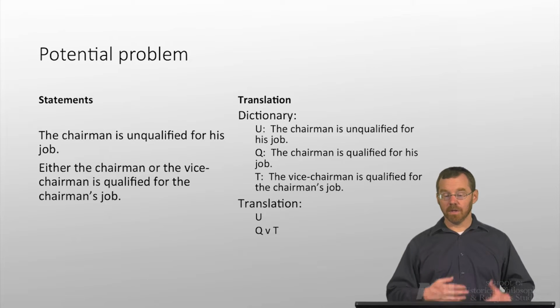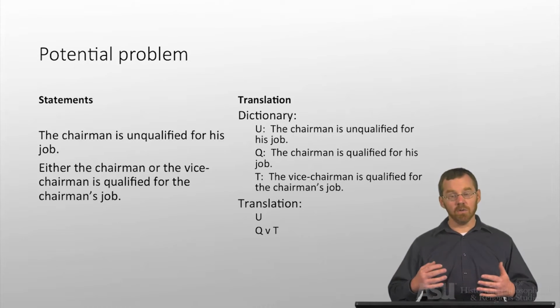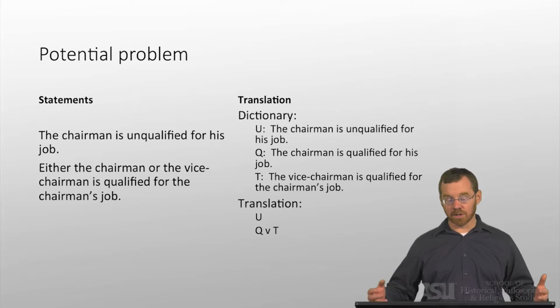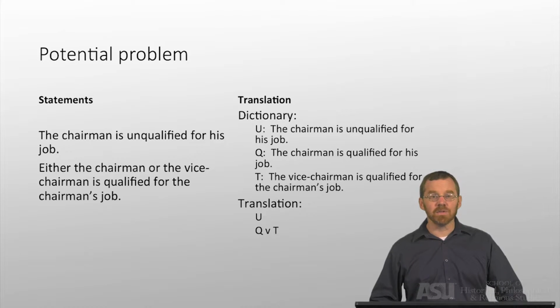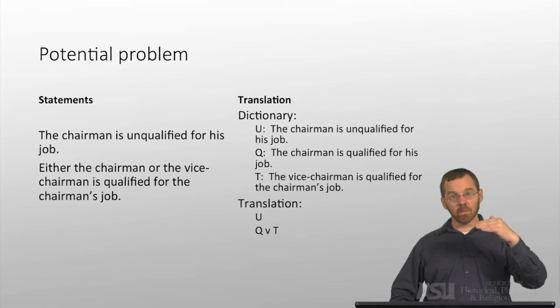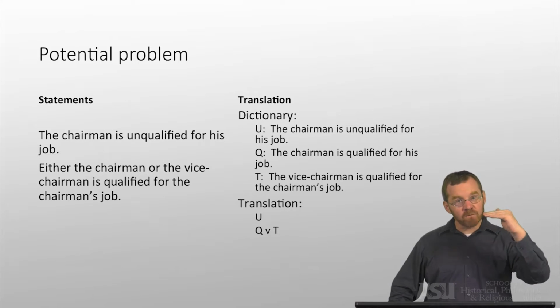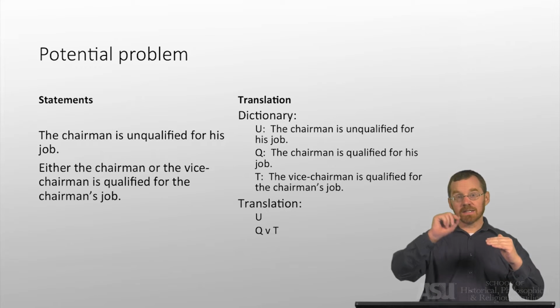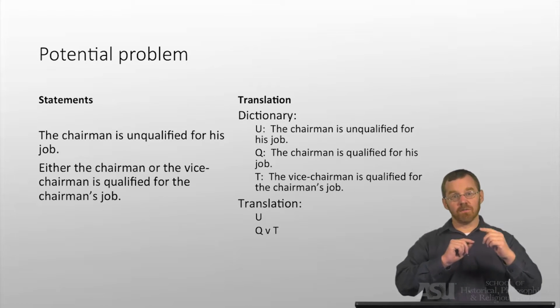Dictionary: U, the chairman is unqualified for his job. Q, the chairman is qualified for his job. T, the vice chairman is qualified for the chairman's job. Translation: U, Q wedge T. Well, there's a problem here. The problem is that it misses what was important about those two statements, and that is the fact that the first statement and one side of the wedge in the second statement are opposites of each other.